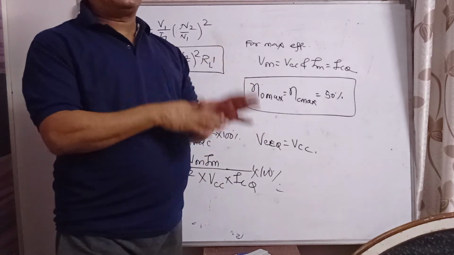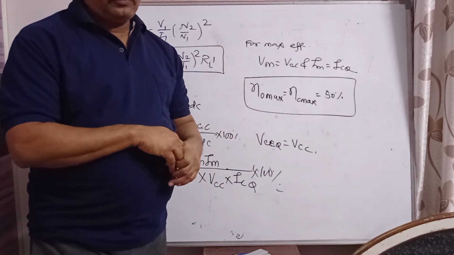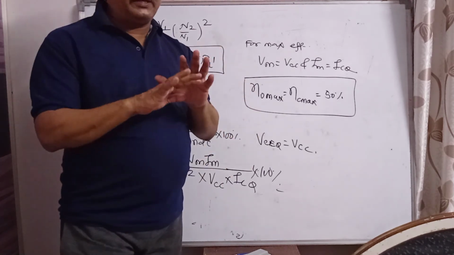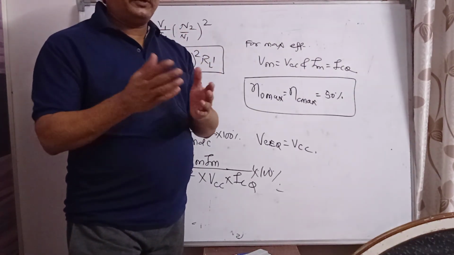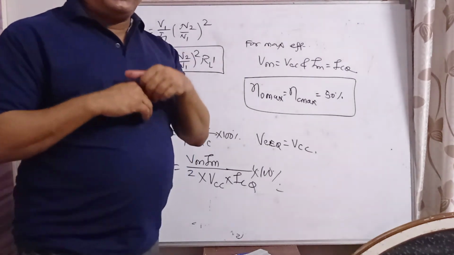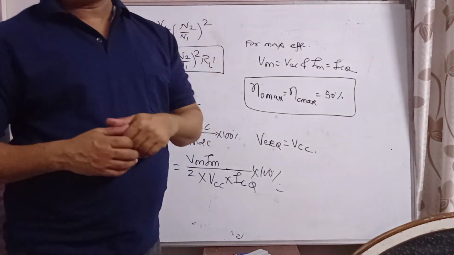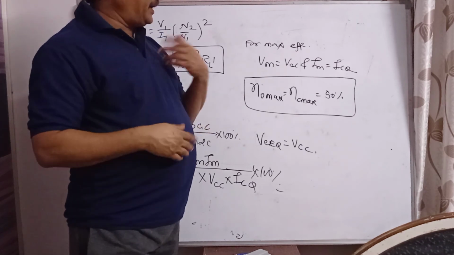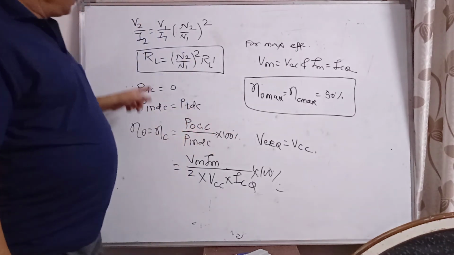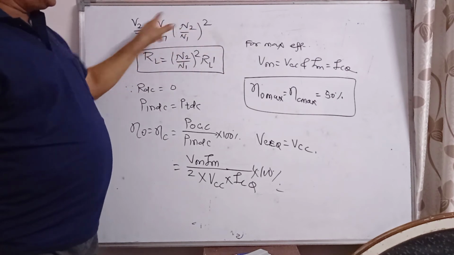Then we have to define the relation between RL dash and RL. The transformer turns relation is V2 by V1 is equal to N2 by N1. This you must be knowing. And for current it is reverse: I1 by I2 is equal to N2 by N1. So V2 by I2, I have taken the ratio, which is RL, and V1 by I1 is RL dash. So the relation between RL dash and RL is this one. This you have to write.